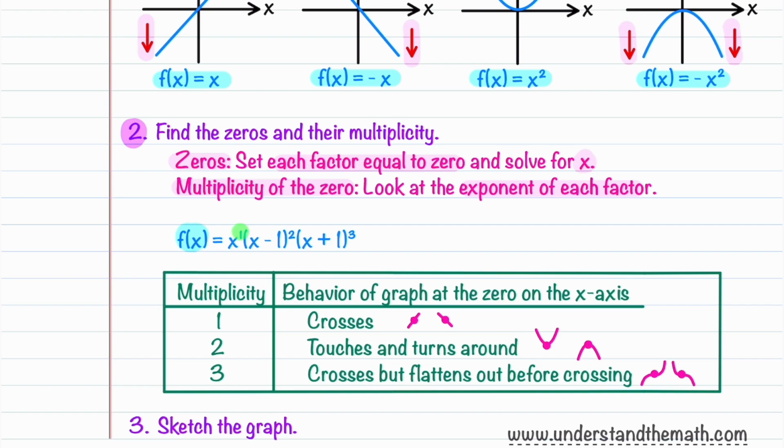If the multiplicity is 1, then the graph crosses the x-axis. If the multiplicity is 2, then the graph touches the x-axis and then turns around. And then lastly, if the multiplicity is 3, the graph crosses the x-axis but flattens out before crossing. And then the last step to graph a polynomial is to just sketch the graph and put all of this information in it. Let's now look at our examples.